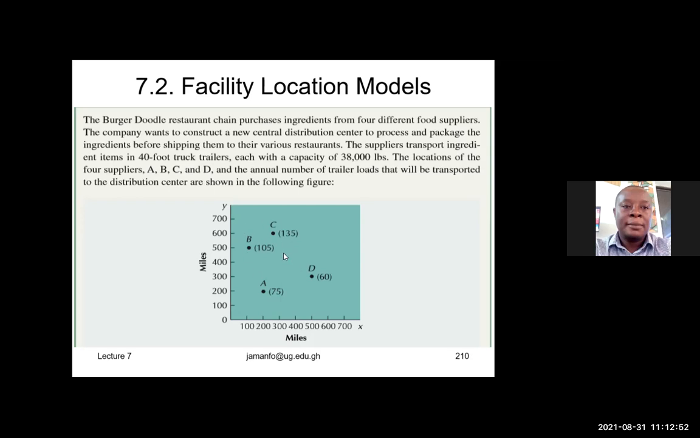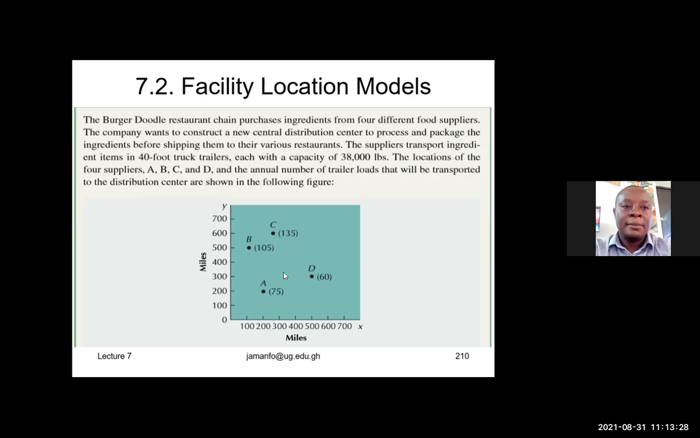On the surface of it, looking at the map, if you don't take care, you say we can locate it here, where my cursor is. But if you assume that, you are going to be wrong, because we also need to take into consideration the weight of shipments from each location to determine the appropriate location. Because if you remember, we are looking at weight, we are looking at distance.